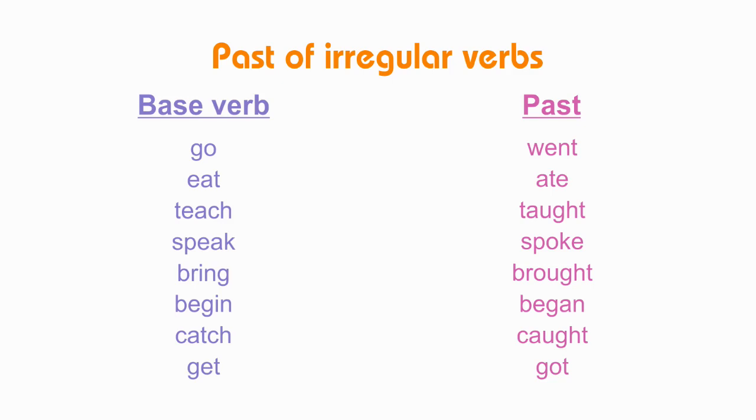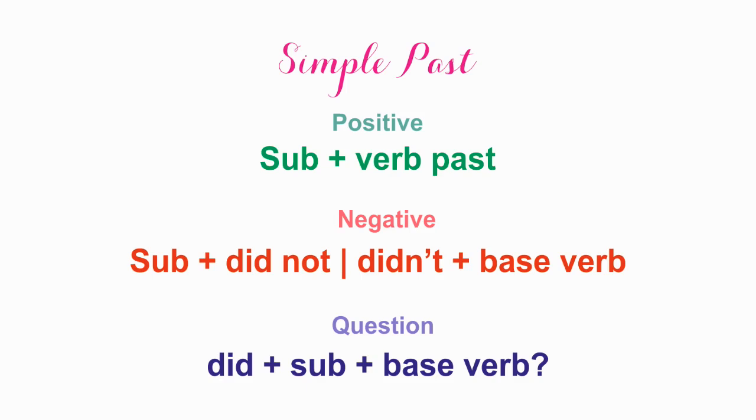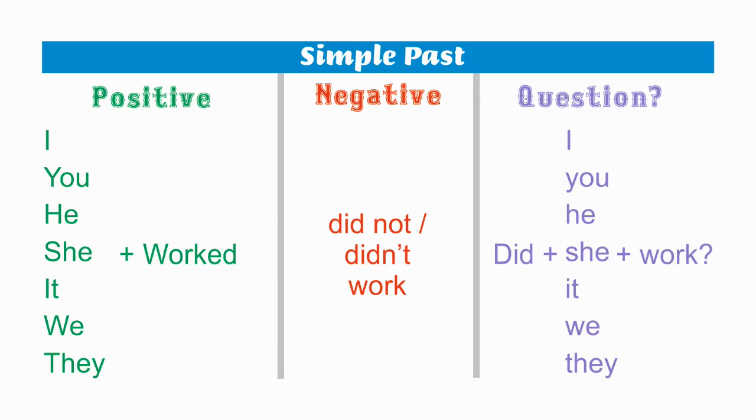Let's now see how these verbs are used in positive, negative, and question sentences. Let's take a verb, work. In positive sentence, we use subjects first and then the past of the verb. Subjects I, you, he, she, it, we, they. The past of the base verb work, worked. It does not vary to subject. It remains the same. So I worked, you worked, he worked, she worked, it worked, they worked, we worked.